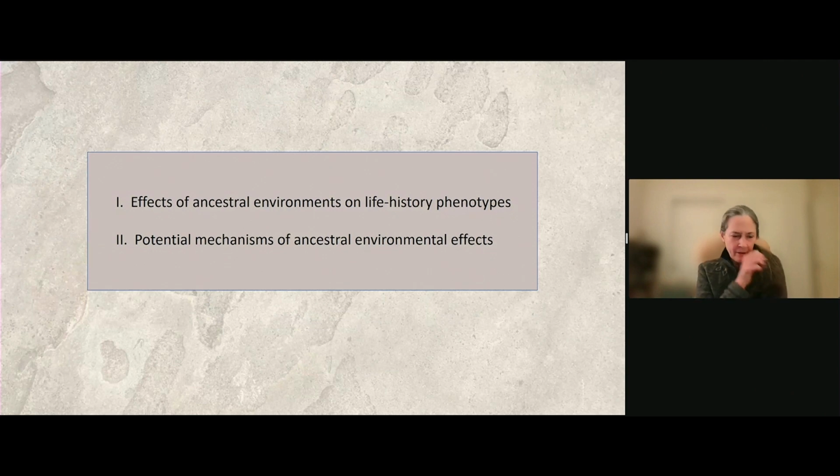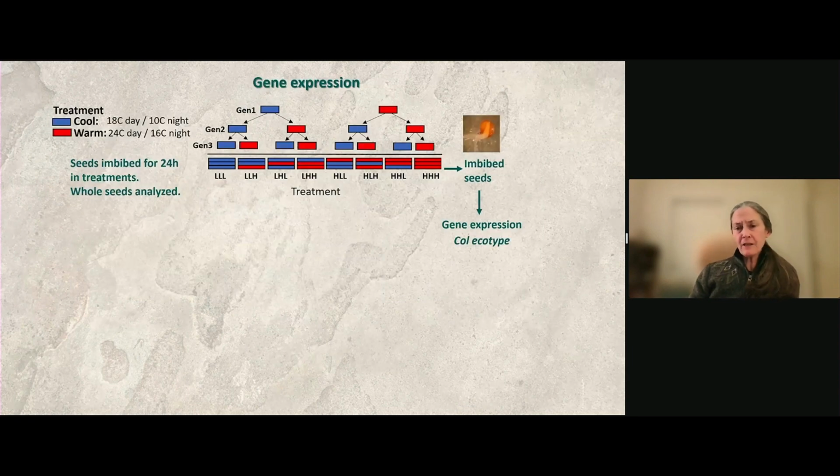Now I'll talk about some of the potential mechanisms of ancestral environmental effects, starting with the very same experiment in which we not only measured seed germination, but also measured whole genome-wide gene expression in those seeds. I'll talk about the gene expression results in one of those ecotypes, the Columbian.